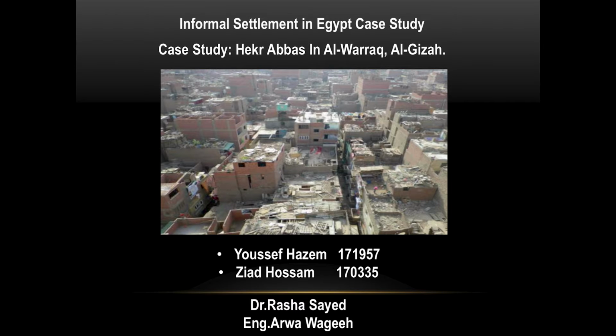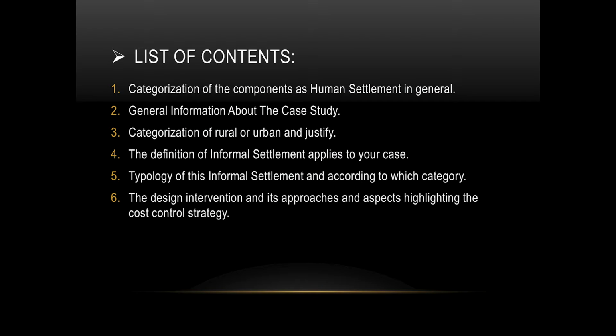Today we are going to talk about, firstly, categorization of the components of human settlements in general. Second, we are going to talk about general information and data about our case study location, which is Ard Hikr Abbas in Al Warraq. Third, we are going to talk about categorization of rural or urban and justification of it.